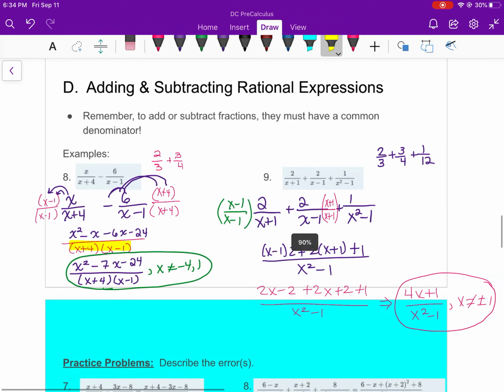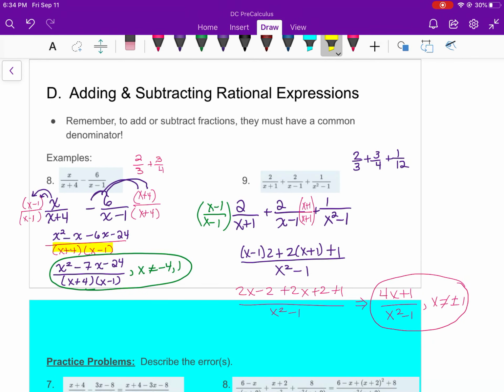For adding and subtracting, you're going to need a common denominator. So in class today, I talked about if you were adding 2/3 to 3/4, your least common denominator would be 12, which is 3 times 4. So it only makes sense that I'm going to multiply these two denominators together.